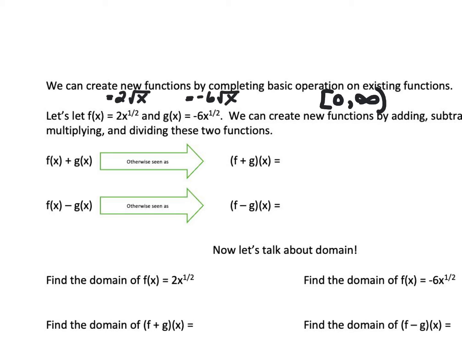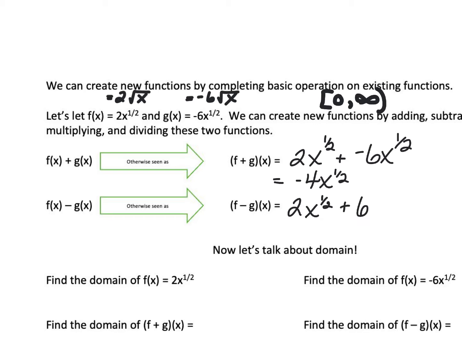So this means to add my two functions. I'm going to put 2x to the 1/2 plus -6x to the 1/2, or just minus would be equivalent, and that's equivalent to -4x to the 1/2. Now, to subtract them, just pay attention to your order. 2x to the 1/2 minus -6x to the 1/2 is actually going to make it plus 6x to the 1/2. So my new function is equivalent to 8x to the 1/2. I'm just combining my like terms.